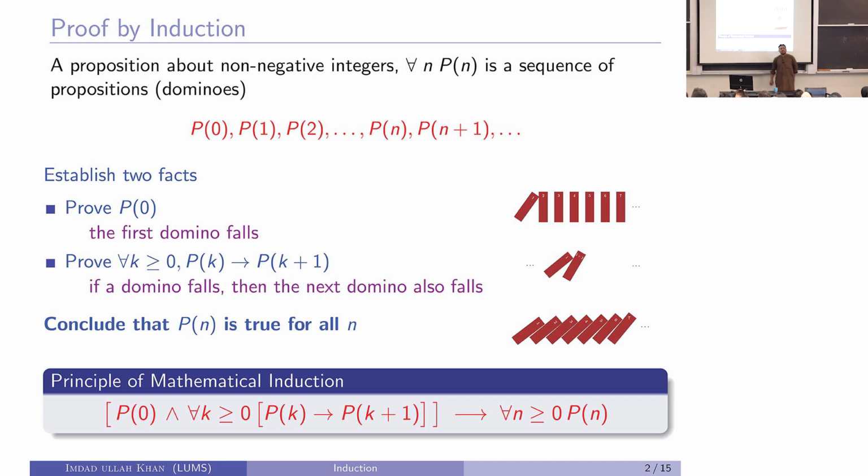The statement says, if the kth statement is true, then the k plus first is true. If a statement is true, then the next one is also true. This is what we prove. If the ith domino falls, then the next one also falls. Meaning that if the next one is true, then... No, it doesn't mean that.